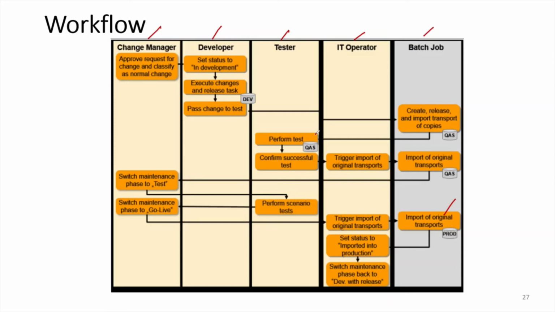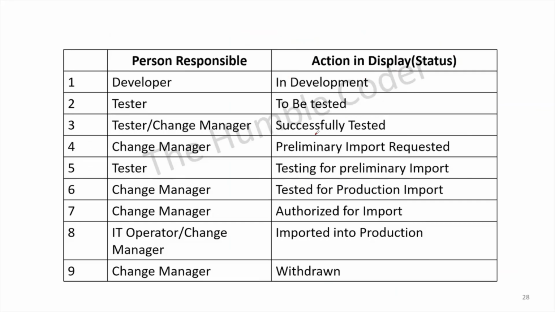Normal change is the most widely used change document amongst all the change documents, because it has different concepts like transport of copies. Also, if there is any transport request or change request which is not an emergency change request, then it should be assigned under normal change.